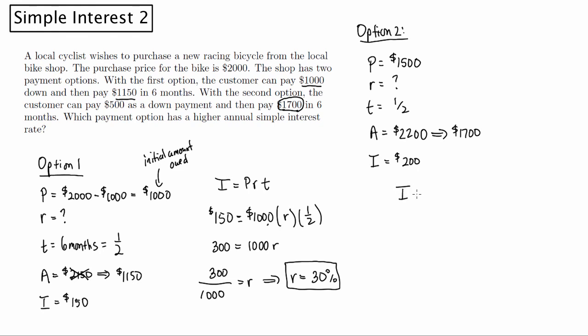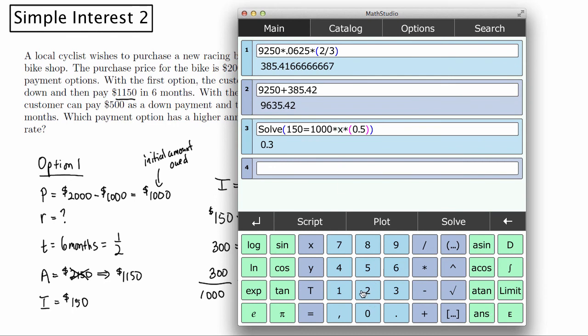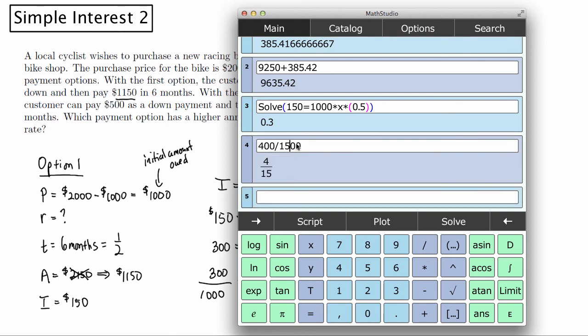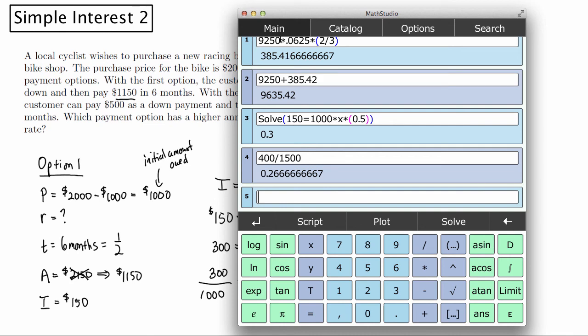If I then compare that using I equals PRT, I've got 200 equals the principal amount that I owe of $1,500, and then the rate and the time. I'm going to solve it similarly. I'm going to multiply through by 2, so I get 400 equals 1,500 R. And so R is 400 divided by 1,500. If I do 400 divided by 1,500, I get a rate of 0.267. We can just go ahead and round it.